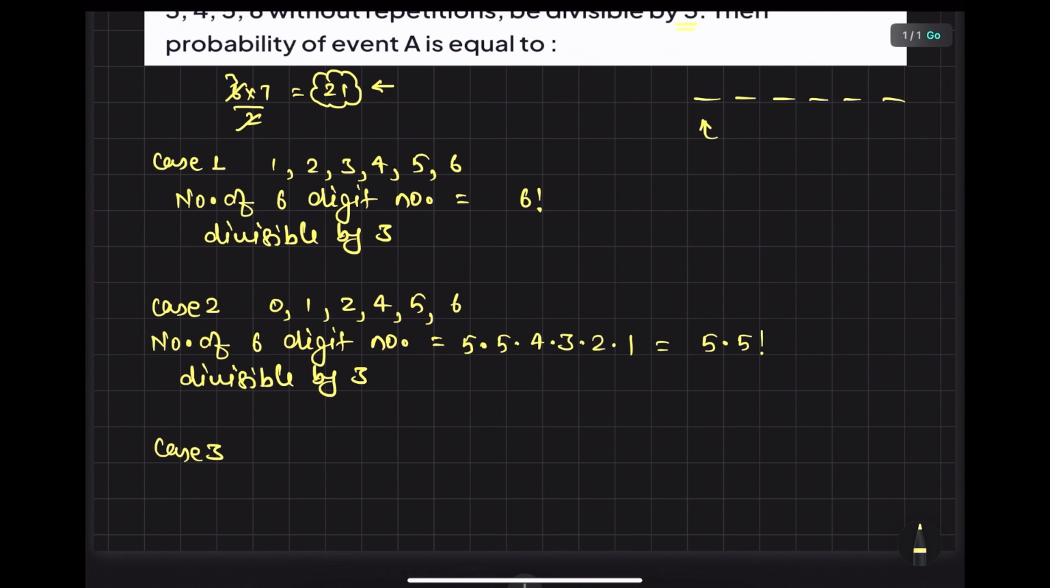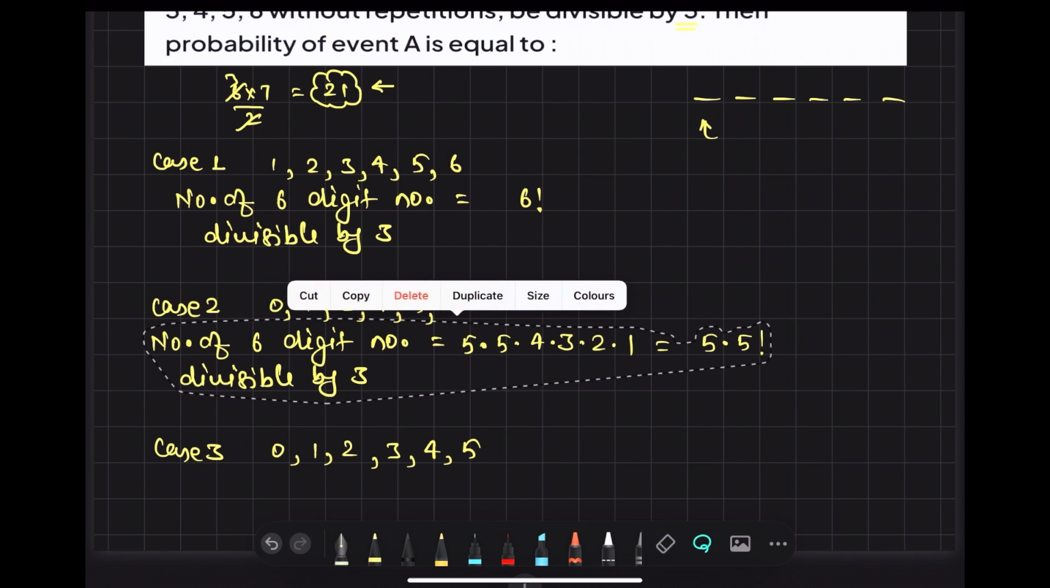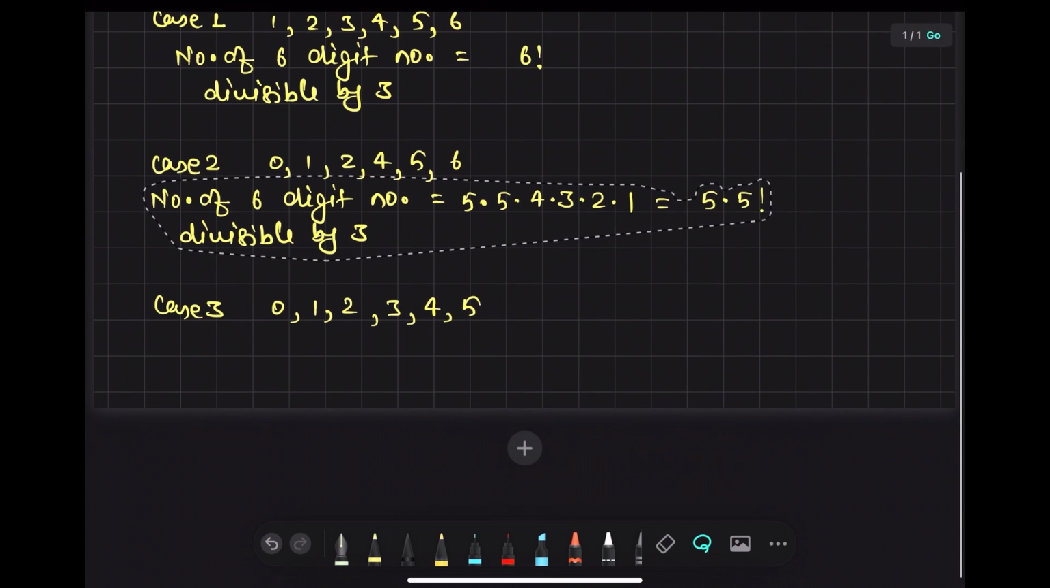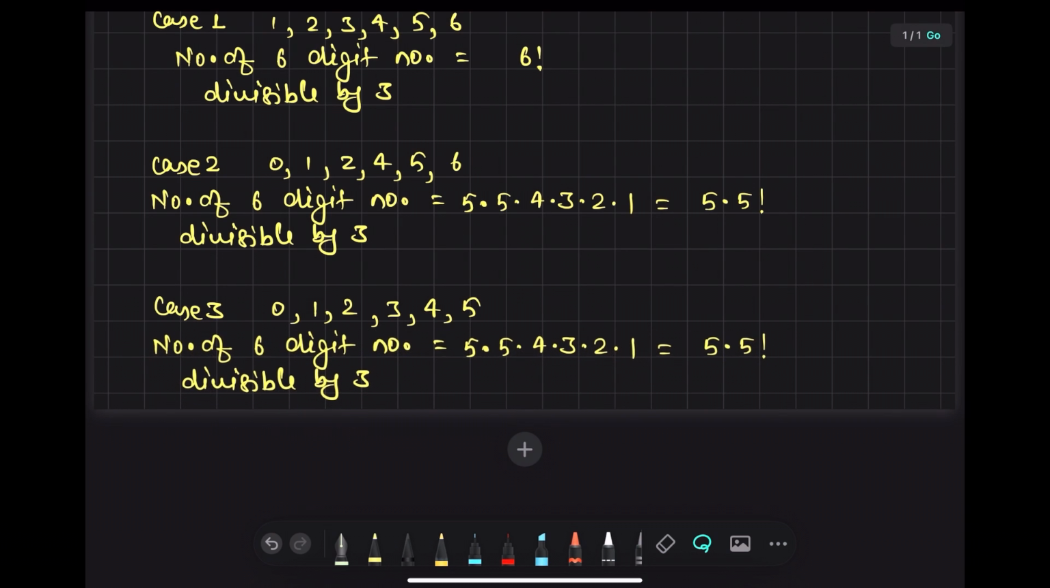In case 3 we have to remove the other number which is divisible by 3, that is 6. So we are left with 0, 1, 2, 3, 4, 5. It is similar to the previous case, so we will have the same count. Okay, now let's substitute there. Done.